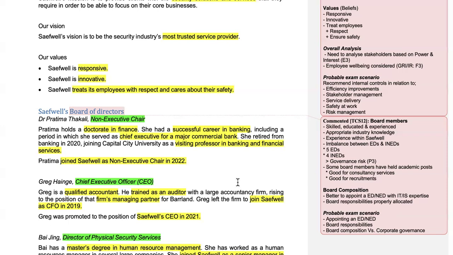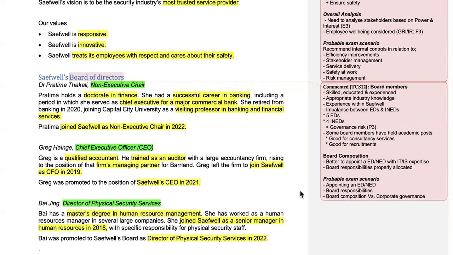If you look at all these directors, we do not have someone who is handling or spearheading IT or IS. So in your exam, you might have to recommend the appointment of a CTO, Chief Technology Officer, or a CIO, Chief Information Officer, or simply an IT director. It could be an executive role or a non-executive role based on the information presented in each scenario. You need to build your arguments. We have covered these elements within our mock exams. And looking at all the other board members and their responsibilities, we can see that board responsibilities are properly allocated. Based on all this information, the probable exam scenarios which can be tested will be with regards to appointing an executive director or a non-executive director, especially given the fact that there's a lack of leadership with regards to IT or IS.